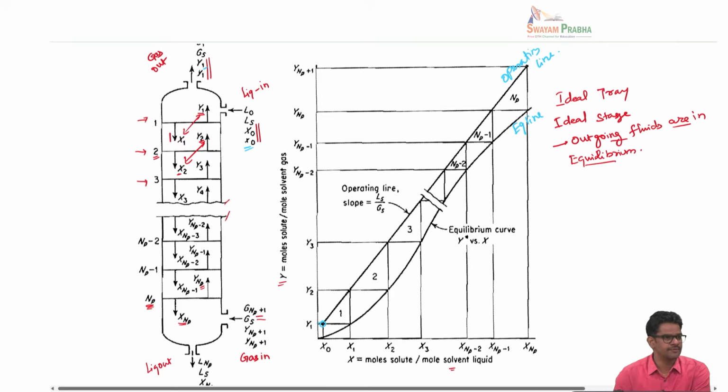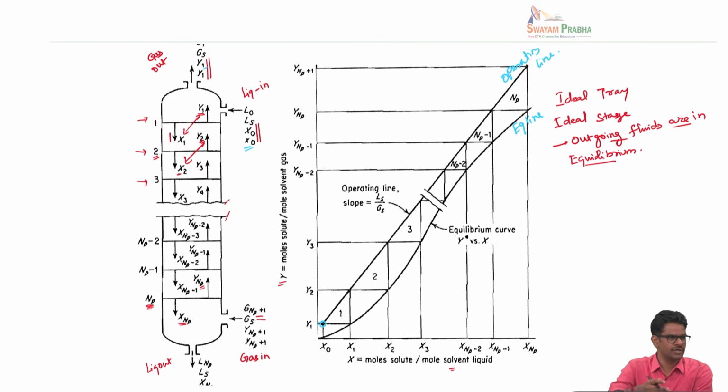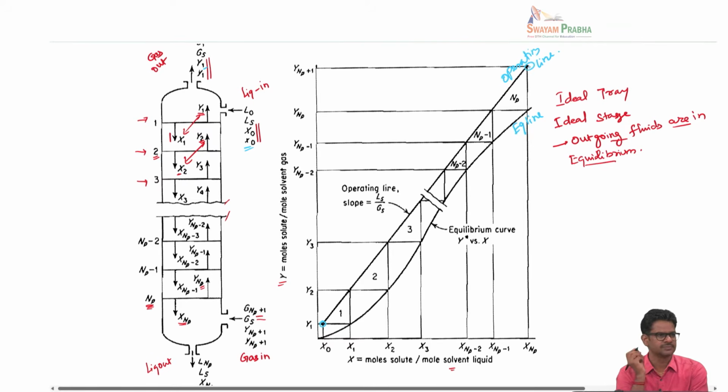And if you look at the bottom of the column, because of the way that I talked about how we want to number these fluid streams, at the bottom you have XNP and YNP plus 1. So that is this point, YNP plus 1 and XNP. So this basically denotes the bottom of the column, and this is the top.